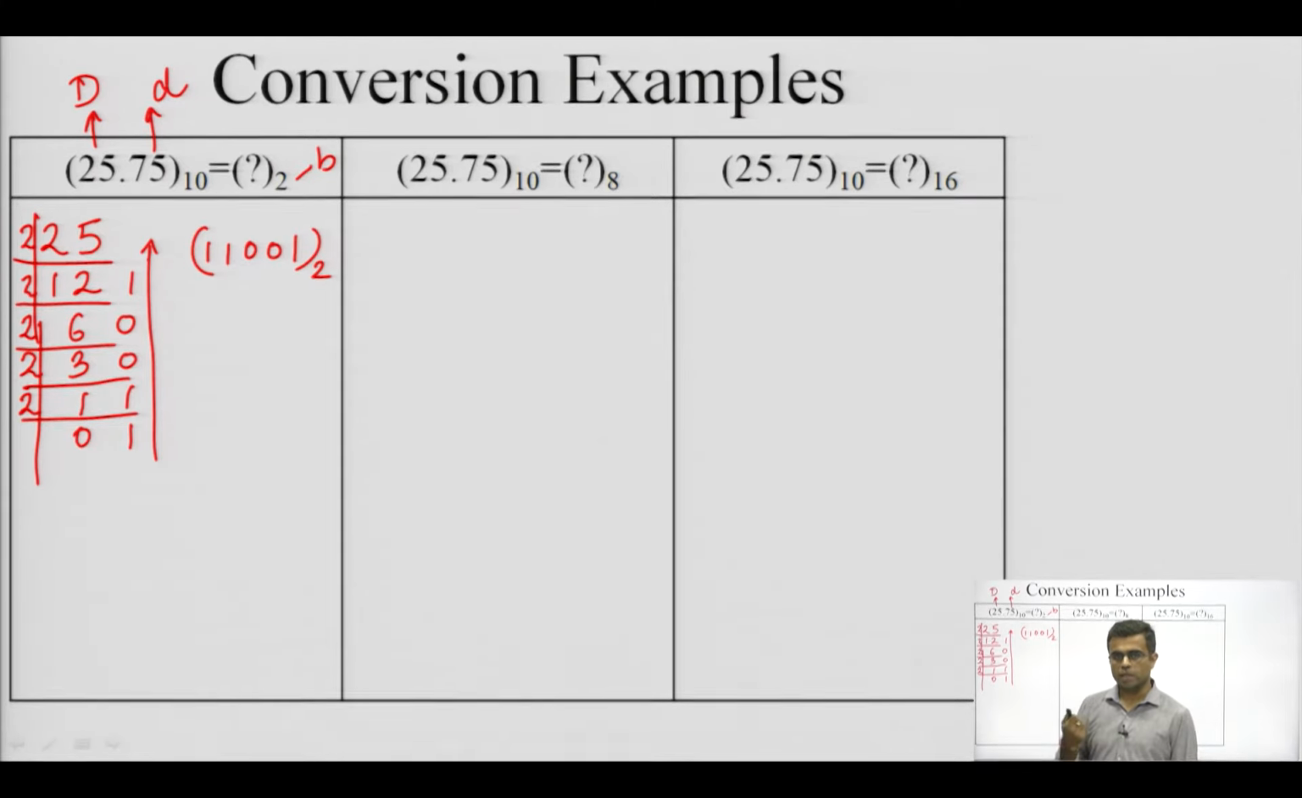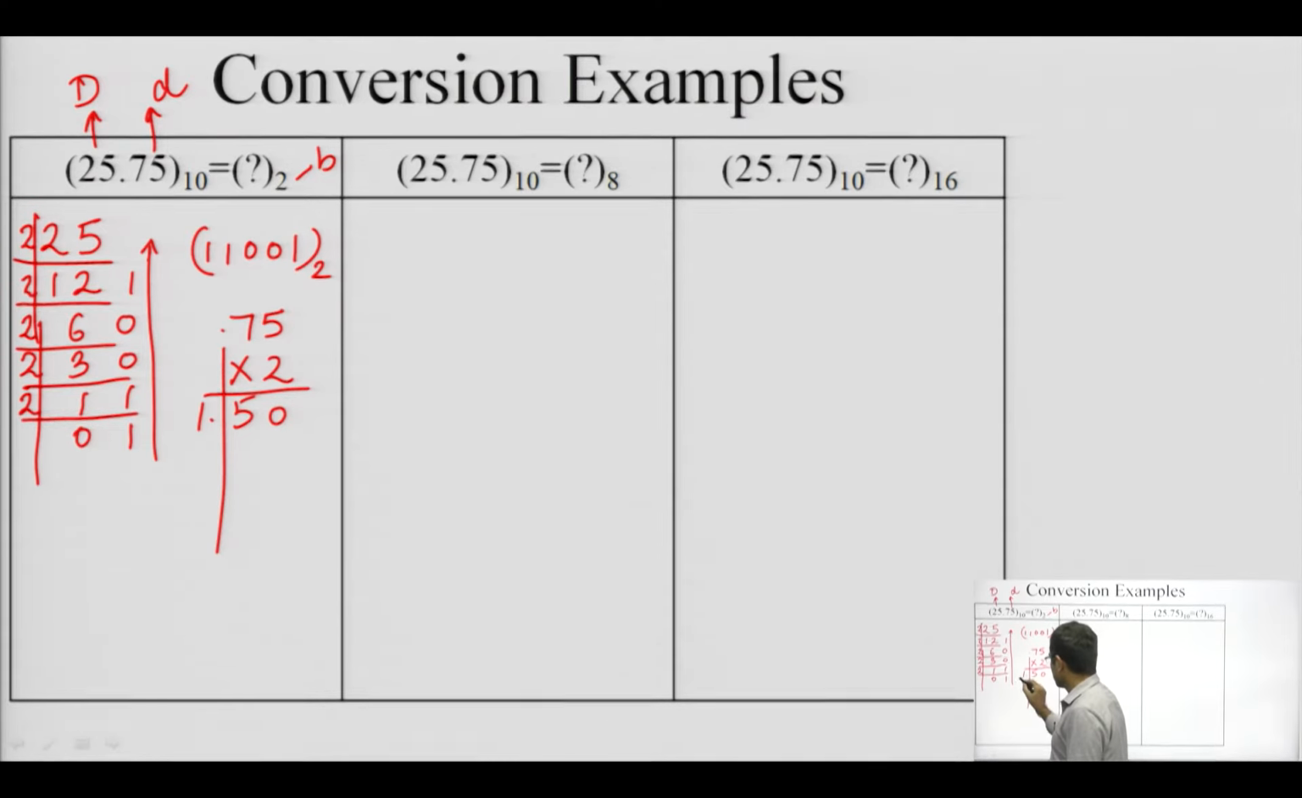The base is again 2. So, for this 0.75 I will be multiplying it by 2. So, 0.75 into 2, it is 1.50. So, this 1 will be separated out. This will be used for my answer. This 0.50 I will again multiply it by 2. So, 0.50 into 2 becomes 1.00, and again if I multiply it, then 0.00 into 2, now everything becomes 0.